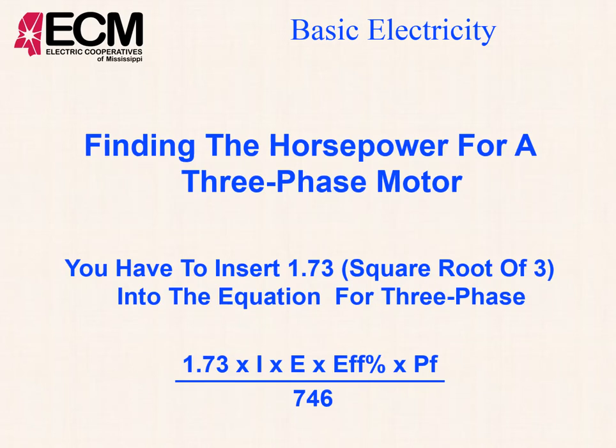Finding the horsepower in a three-phase motor, same thing there. You just add the 1.73. You have the voltage, the current, the efficiency, and the power factor. If it's a three-phase motor, you can still find the horsepower if you can measure the current and the voltage, which if it's running, you can.